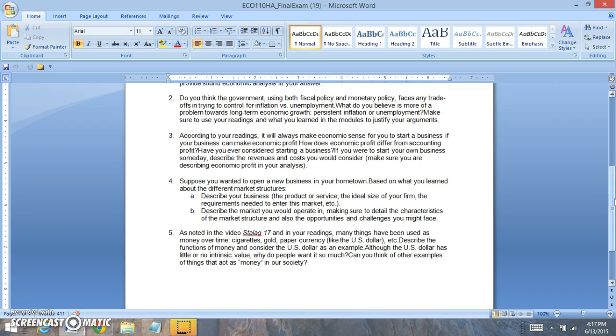Question 2, if you look at fiscal monetary policy, what are the trade-offs with using these policies when we look at inflation and unemployment? What do you think is going to be more of a long-term economic problem, inflation or unemployment?